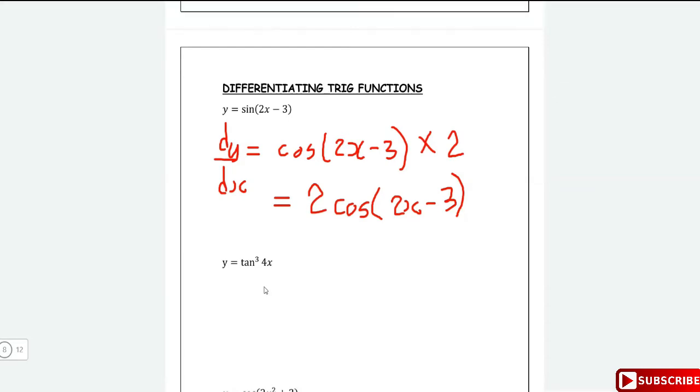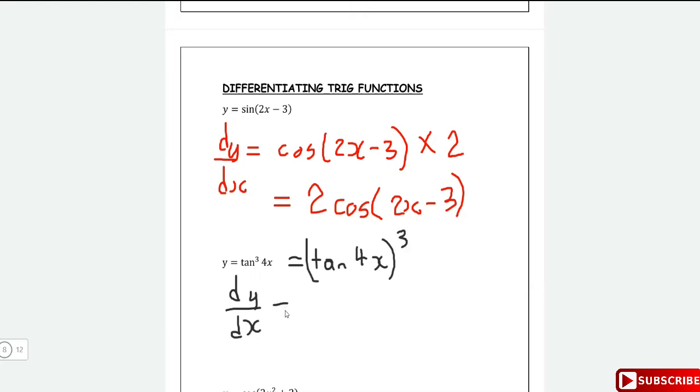All right. Now y is equal to tan cube of 4x. If y is equal to tan cube of 4x, then dy by dx is equal to, first thing, we want to rewrite this. Tan cube of 4x really means (tan 4x) all being cubed. That's what this means, (tan 4x) all being cubed.